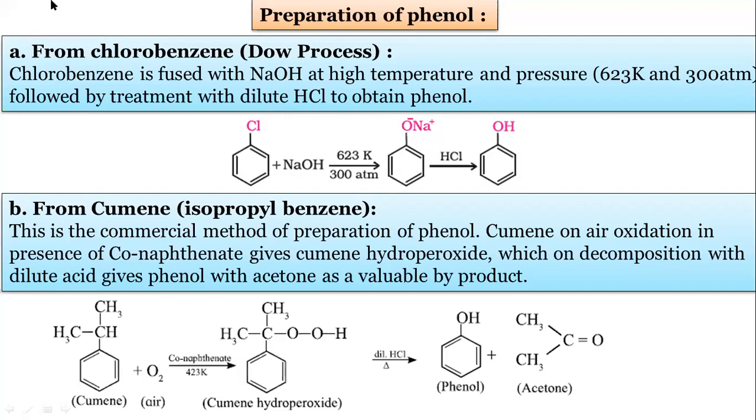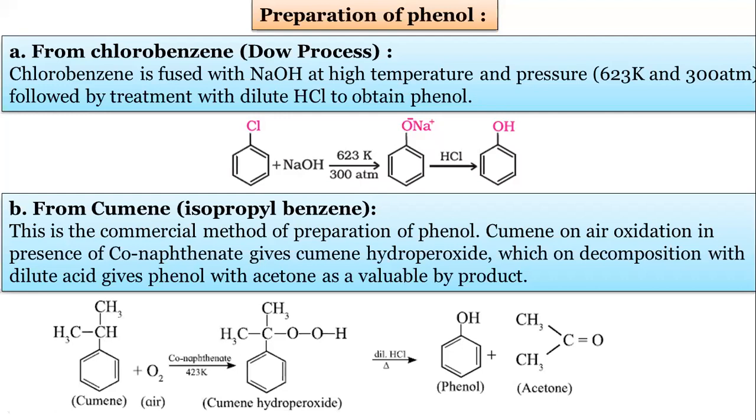Then the second method is by using cumene. Cumene is nothing but isopropyl benzene. See the structure, then you will understand. This is isopropyl. Why is it called iso? Because this is carbon number 1, and this is carbon number 2. The second carbon has a CH3 group attached. That's why it is called isopropyl.